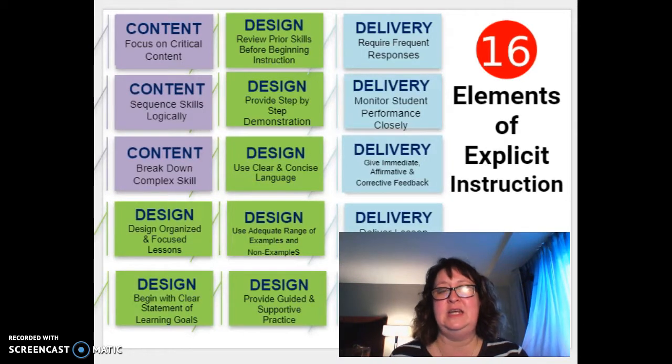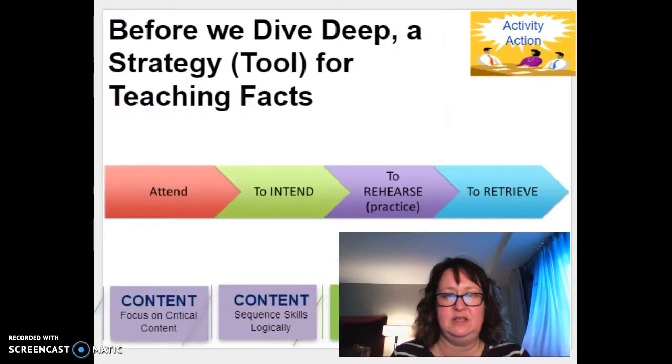There are 16 crucial elements of explicit instruction. You see them color-coded here on this slide. They're divided into 4 areas. We focus on the content itself, the design, what we've got within the lesson, the delivery, how we present the lesson, and then the practice opportunities we provide for students.